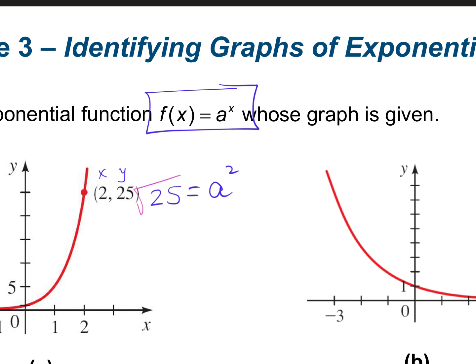I'm going to take the square root, good. So a equals, you guys would tell me plus or minus 5, right? Yeah. Now, why is it going to be positive 5 and not negative? Because it's going up. So your function would be f of x equals 5 to the x power.